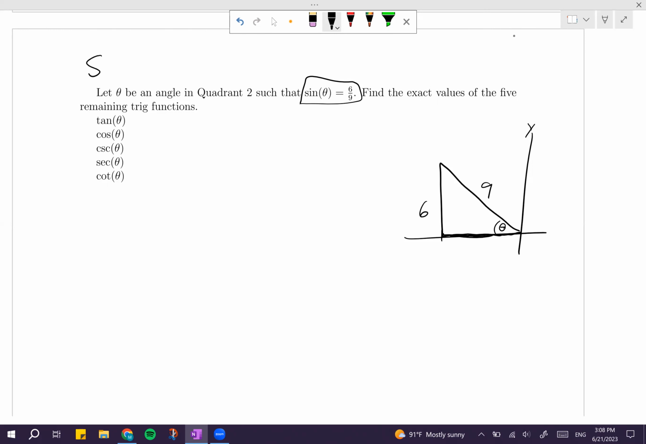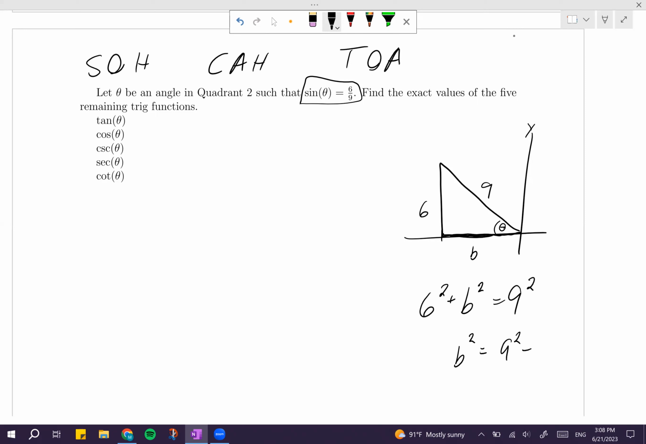SOH CAH TOA. I need to find this other side, so I'm going to use Pythagoras' theorem. 6 squared plus b squared equals 9 squared. B squared equals 9 squared minus 6 squared, which equals 45.